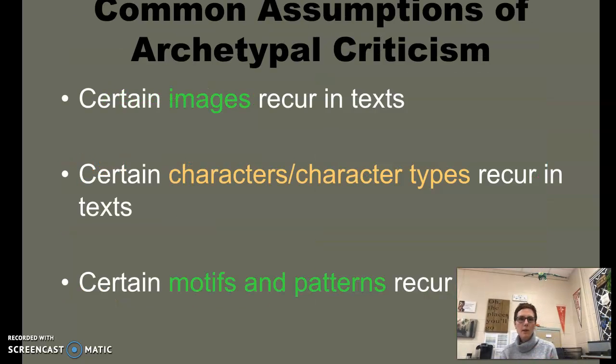Common assumptions of archetypal criticism. You believe that certain images will recur in text, which you have seen before. You see that a lot in AEL. I start prepping you for archetypal criticism. Certain characters or character types will recur in texts with an archetype lens, and then certain motifs and patterns also will recur in texts. All right.